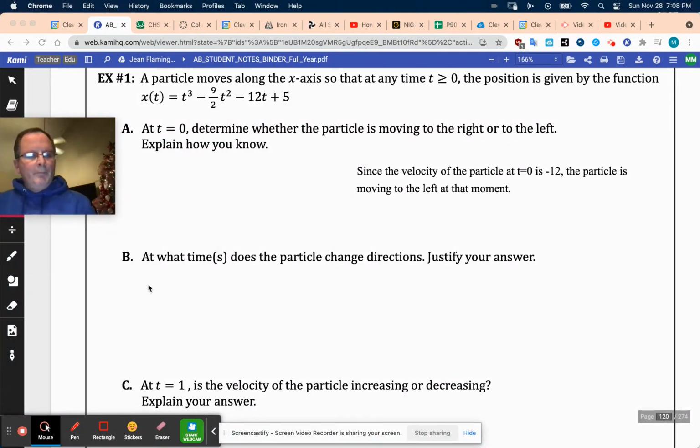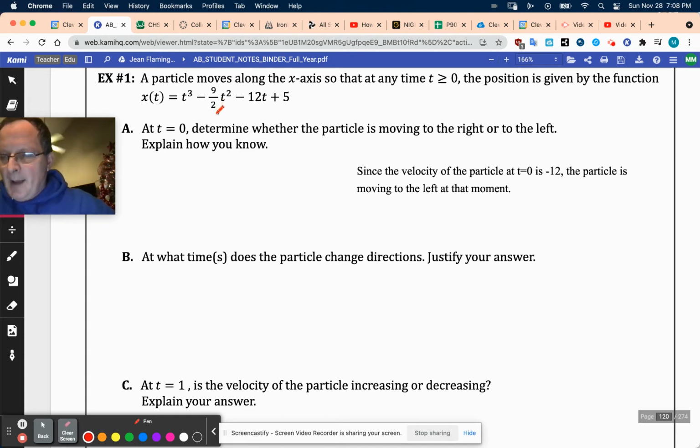Okay, so on part B, it says, at what time does the particle change directions? And then justify your answer. Well, here's the thing. The only way the particle can change directions is if it stops. So it could have been going to the left or the right, either way. So in other words, I need to know when the derivative is equal to 0. That will tell me when the particle potentially could change directions.